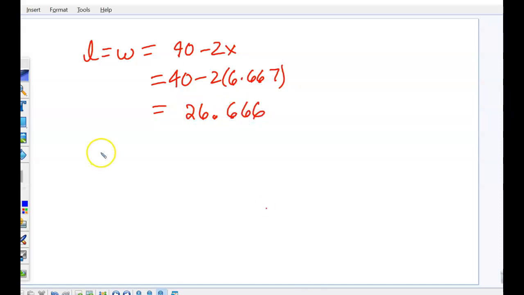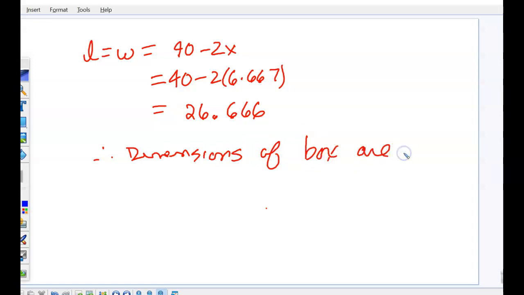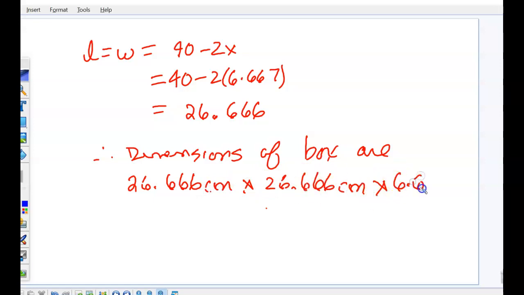26.666. So therefore, my dimensions of the box are 26.666 centimeters by 26.666 centimeters by 6.667 centimeters. And that would be our final answer.